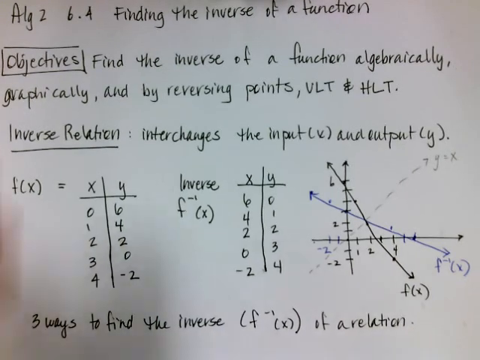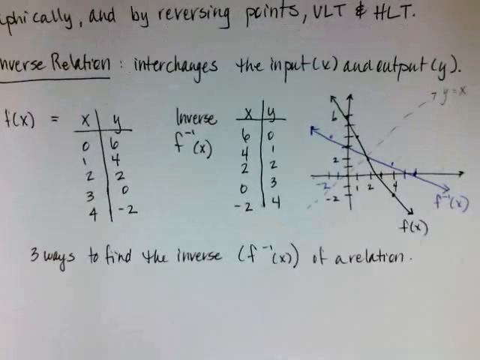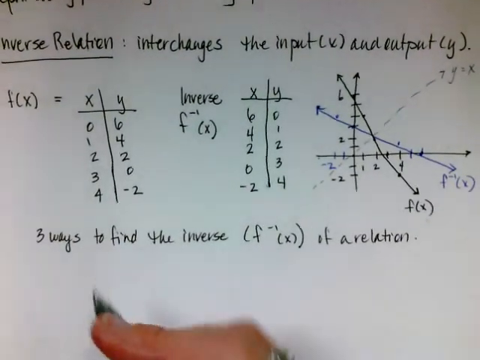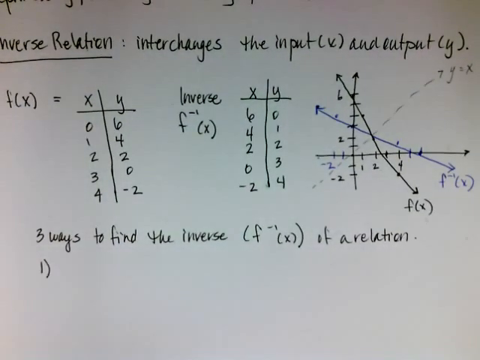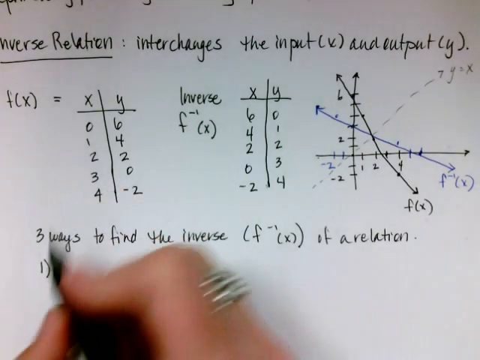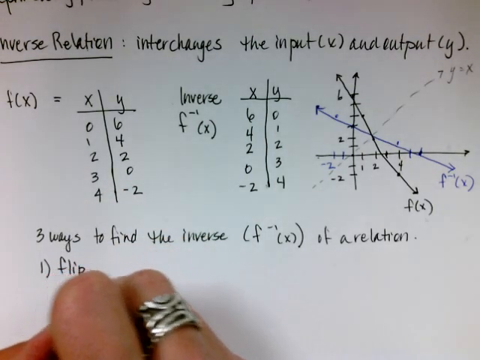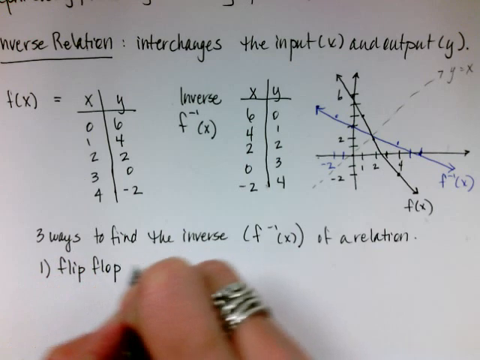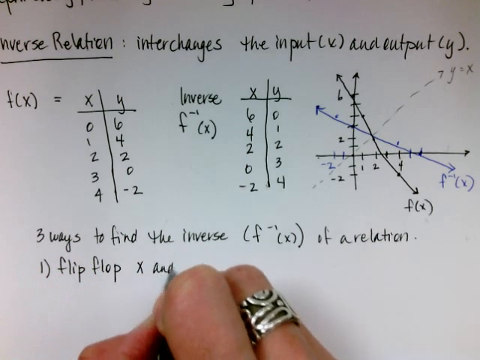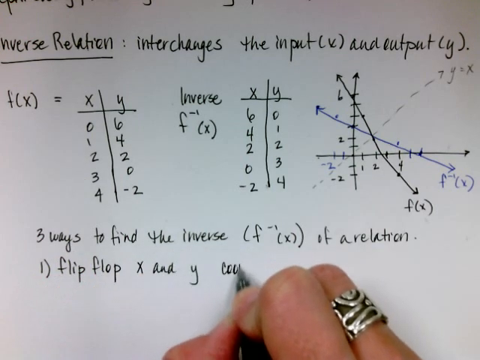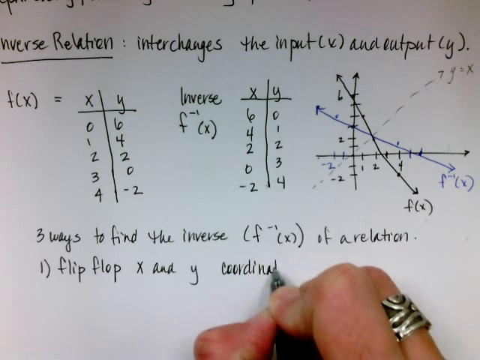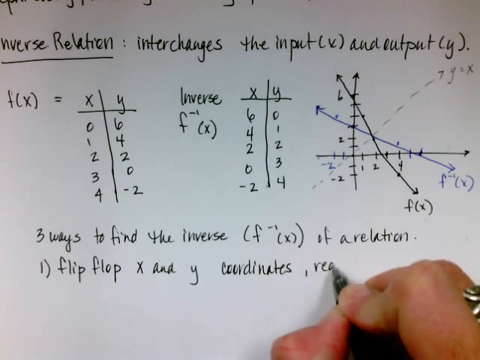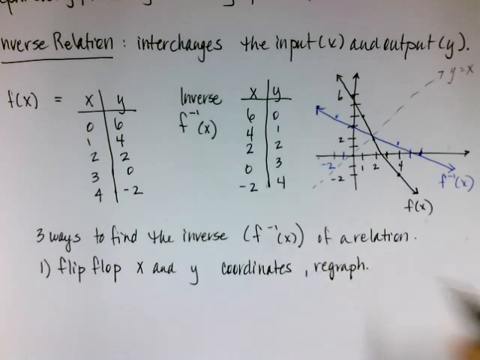All right, so here are going to be my three steps. The first one we would do just what we did up here. I'm going to flip-flop, very technical word, I'm going to flip-flop the x and y coordinates. And then I would regraph, and then I would be able to have my original functions.